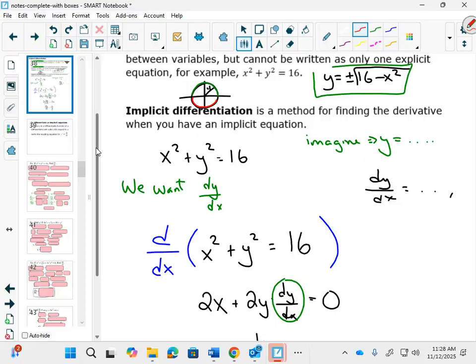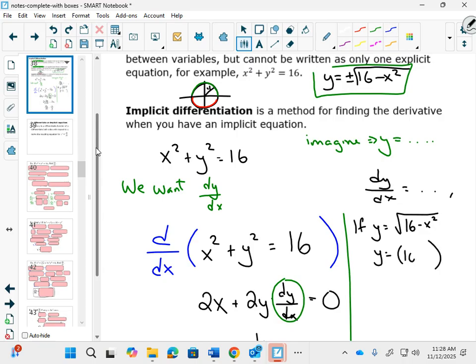So I'm going to look at just one of them. Maybe I do the plus side. I'm going to split my page here, and I'm going to imagine if y equaled the square root of 16 minus x squared, or y equaled, put it in brackets, 16 minus x squared to the half, could you do the derivative? Absolutely. It's a chain rule.